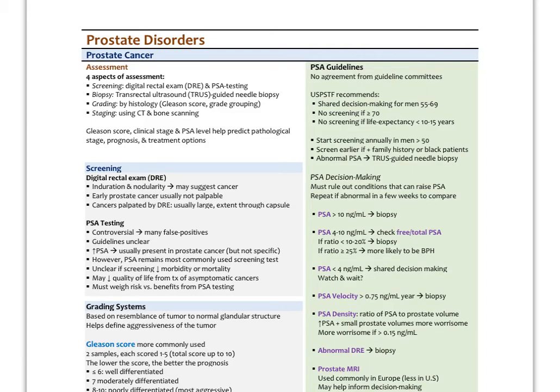So let me say a few words here about assessment of prostate cancer. There are really four aspects of assessment. One is screening, and that's where we want to do proper screening for males, which usually involves a digital rectal exam and PSA testing. The next step would be biopsy, and that's going to be a transrectal ultrasound-guided needle biopsy.